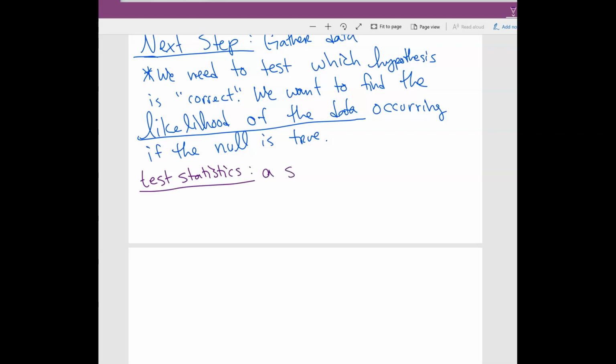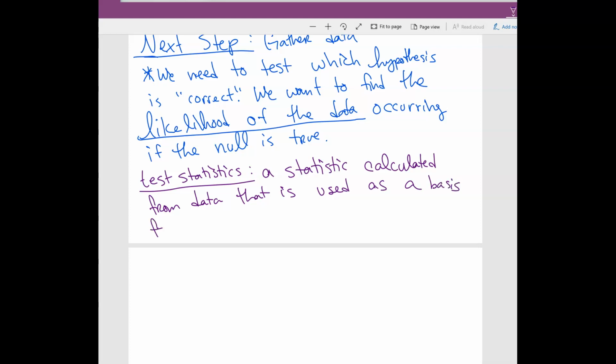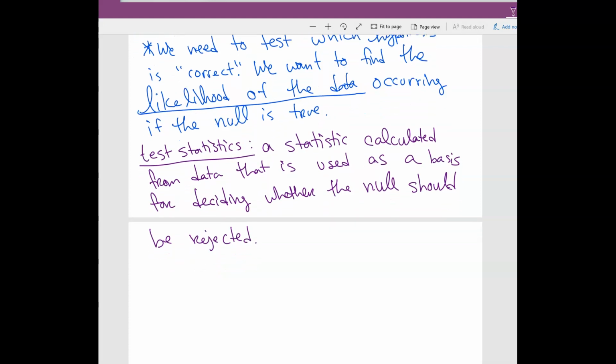So this is just a statistic calculated from data that is used as a basis for deciding whether the null should be rejected. Okay, so basically the test statistic is a statistic calculated from the data that is used as a basis for deciding whether the null should be rejected.